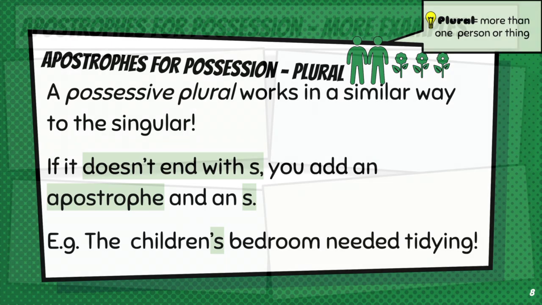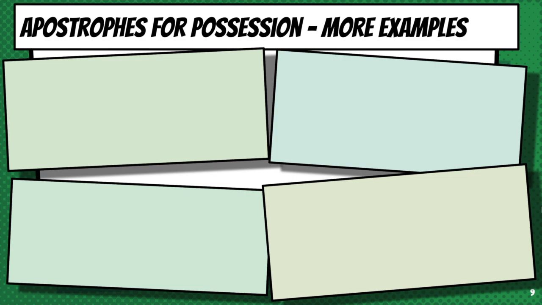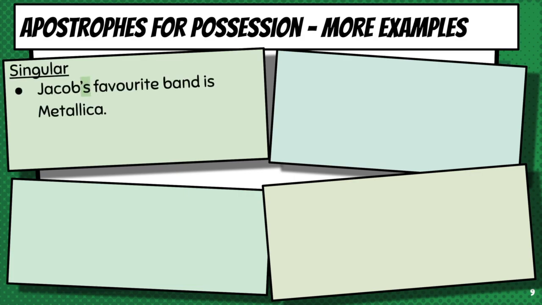Pretty simple. I thought I'd give you a few more examples of apostrophes for possession, just so you can kind of see what they look like. So we've got here just the plain singular. So Jacob's favourite band is Metallica, Rock On Jacob. We've added on an apostrophe S, as you can see, highlighted in green.